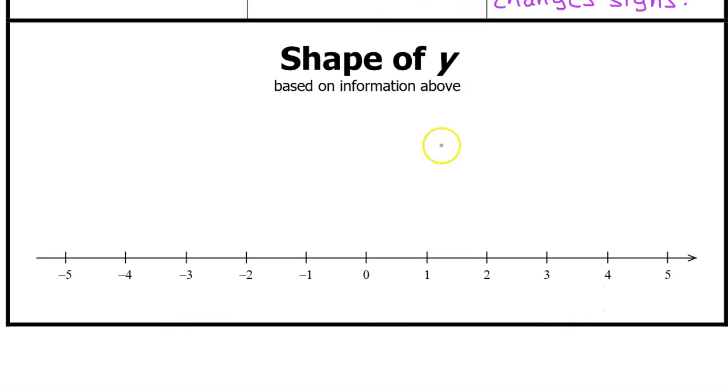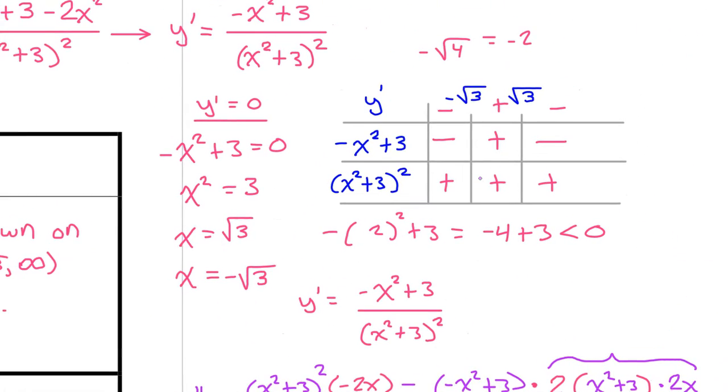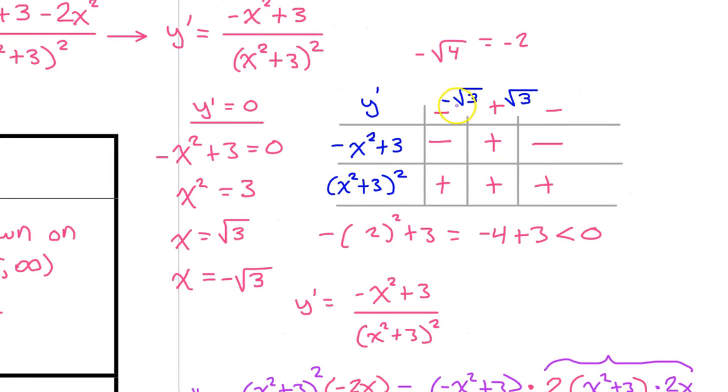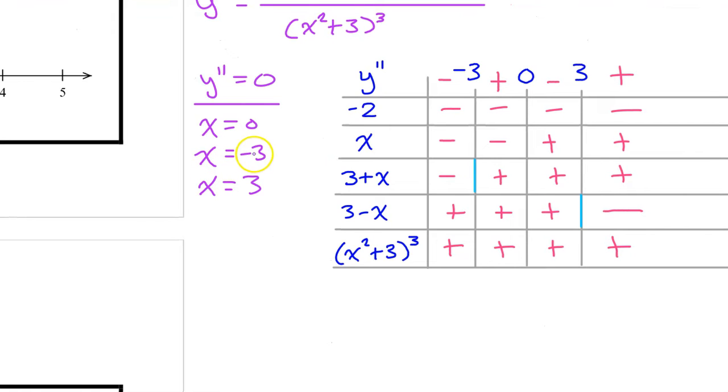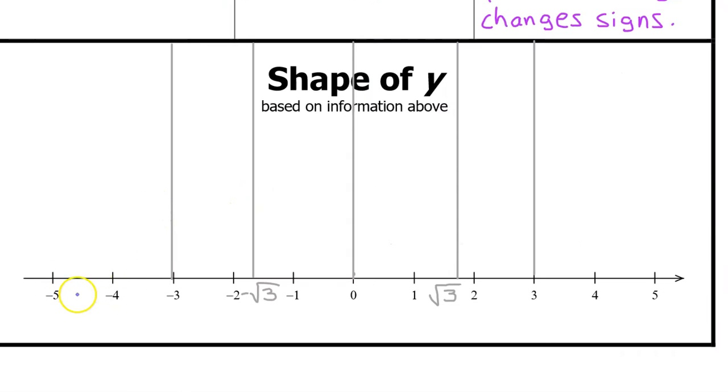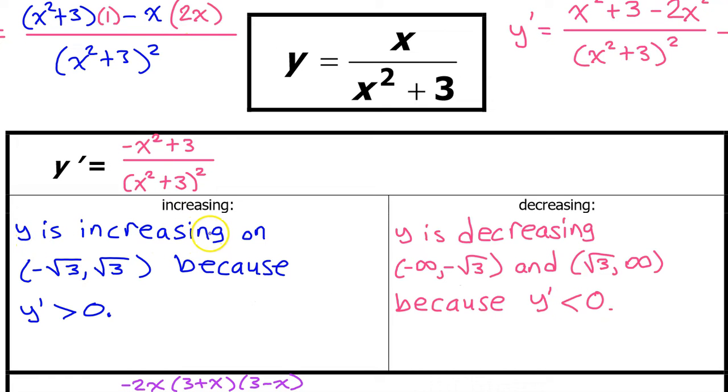Let's sketch the graph of y based on the information that we just found. First, we need to divide the graph into intervals based on all of the critical values we found. So that's negative radical 3, positive radical 3, and negative 3, 0, positive 3. Let's label y as increasing or decreasing in every interval. Remember, y is increasing between negative radical 3 and positive radical 3, and decreasing outside that interval.